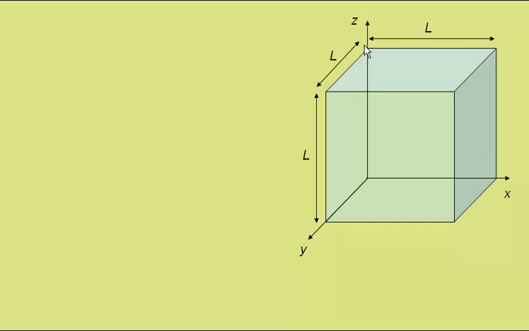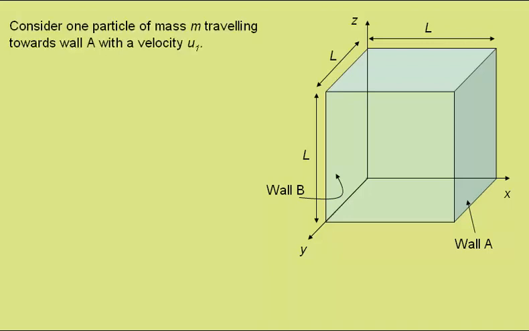We start off with a cube of side length L. I'll call this direction X, this direction Y, and vertically up Z. I'll also call this wall of the container wall A, and this wall, wall B. We'll now consider one particle of mass m travelling towards wall A, that is in the x direction, with a velocity u1, and I've shown the particle here.